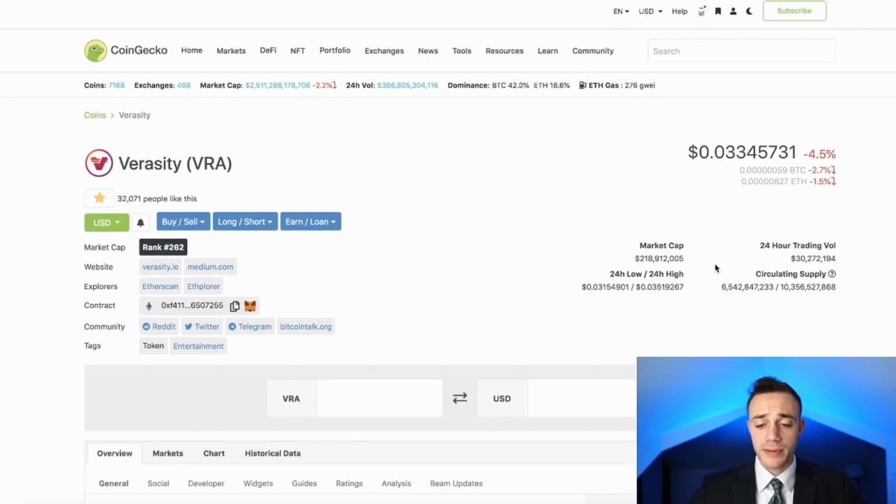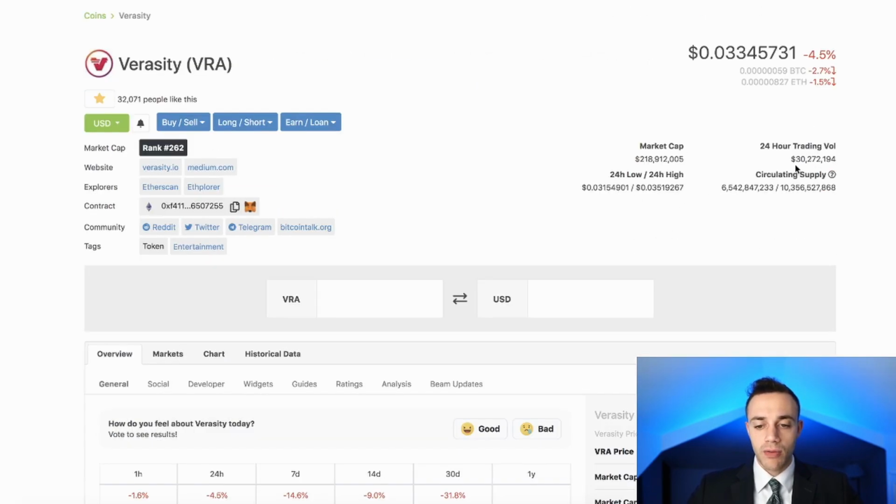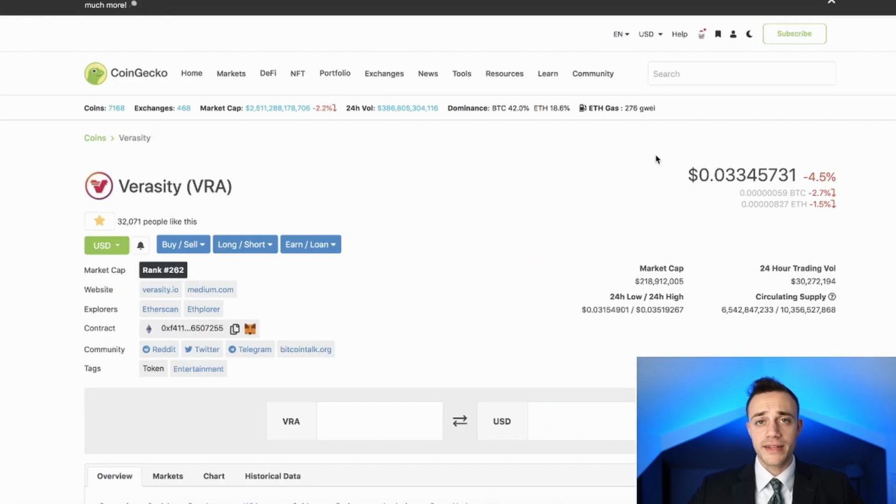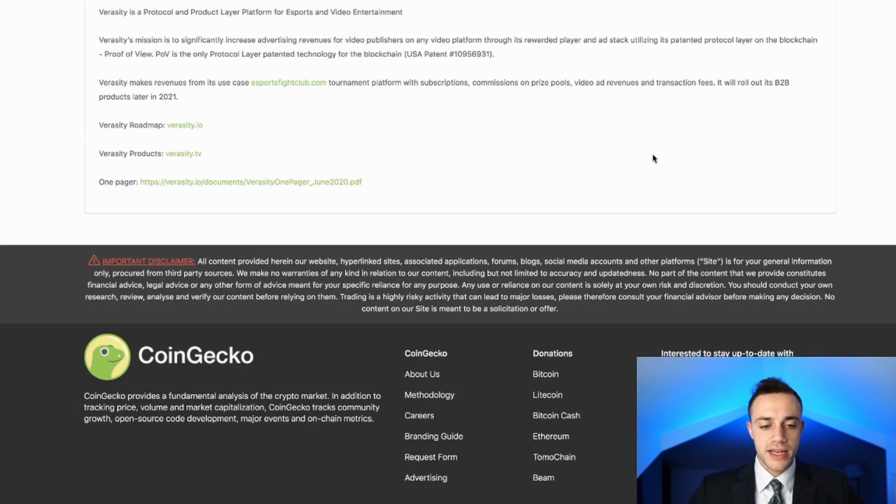And we have a circulating supply of 6.5 billion VRA with a max supply of 10.3 billion VRA. So about 4 billion VRA will be released in the coming years. And we can see down here a little bit about what Verasity is briefly.